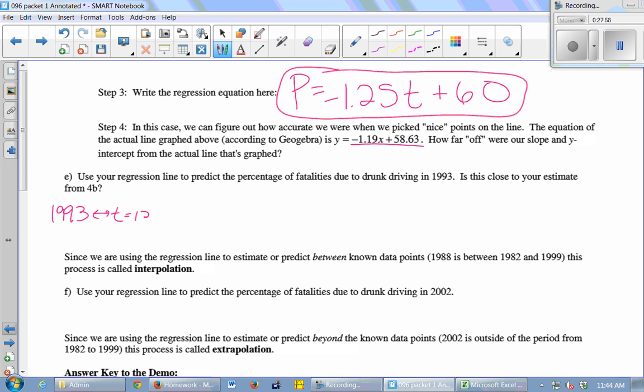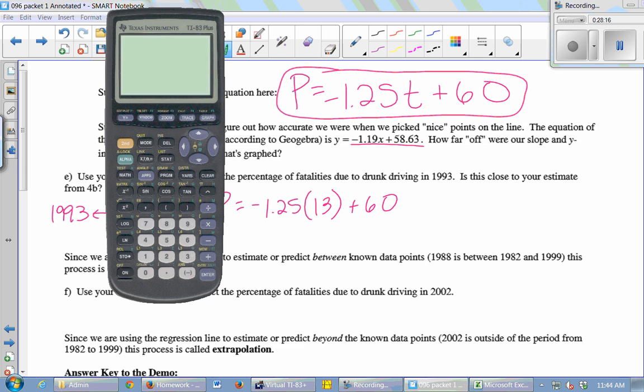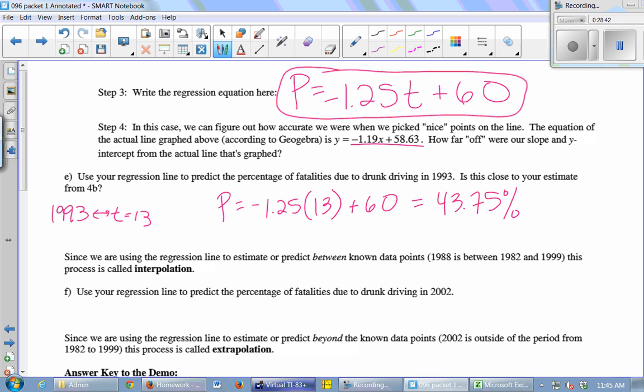1993 means t equals 13. So I'm going to take my equation, p equals negative 1.25t plus 60, and replace the t with 13. I'm going to figure out what p is when t is 13. Negative 1.25 times 13, I don't think I can do that one in my head. Negative 1.25 times 13 plus 60 comes out to 43.75. That's going to be p.